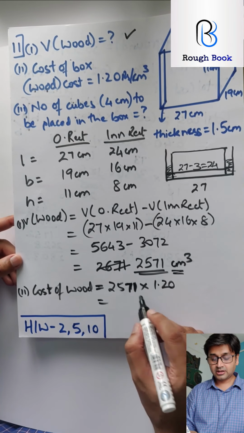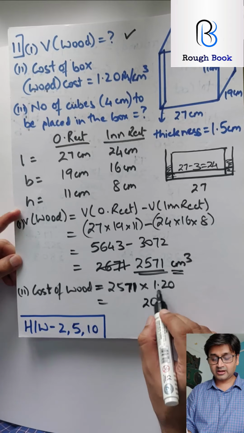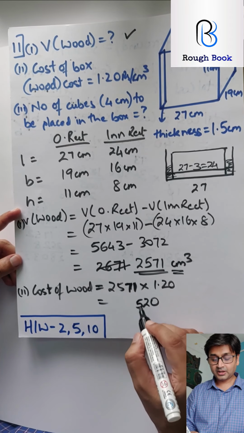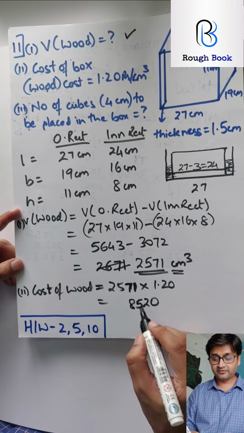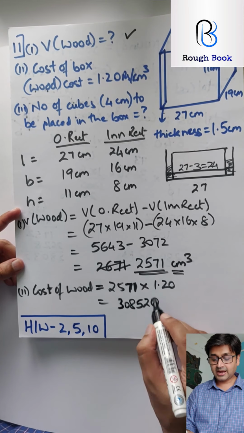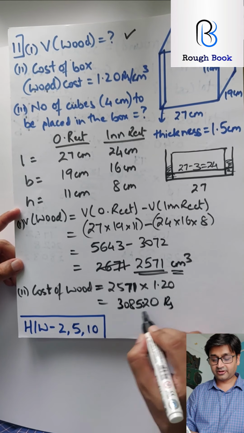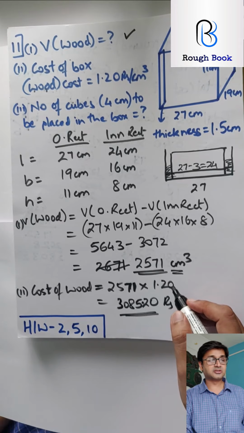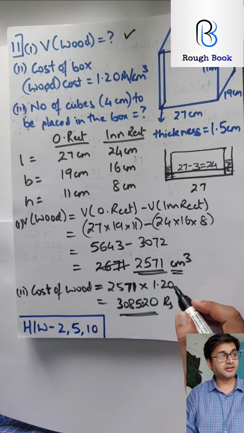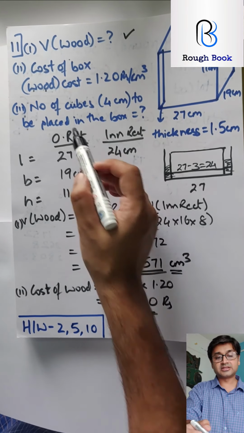So let's multiply. 12 ones are 12, 84, 85, 68, 6, 24 and 30, and 2 decimals. So 3085.20 rupees is the cost of the wood. Are you getting it, everyone? Yeah.